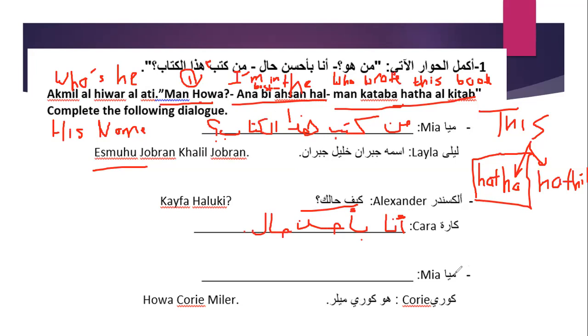Now the third one. Corey. Mia spoke to Corey. She said, Corey, هو Corey Miller. Who is he? He is Corey Miller. So, من هو? Who's he? He is Corey Miller. من هو. So we answered with هو. So من هو. Man goes for asking about a person, and هو, who's he? Okay. So this is regarding the first question and how do we solve the first question.